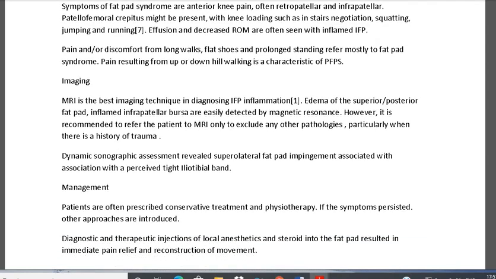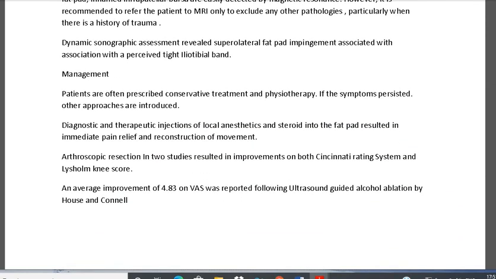Coming to management, patients are often prescribed conservative treatment and physio, and if the symptoms persist, other approaches are introduced. Diagnostic and therapeutic injections of local anesthetics and steroids into the fat pad resulted in immediate pain relief and restoration of movement. Arthroscopic resection resulted in improvements, and an average improvement in the VAS score was reported following ultrasound guided alcohol ablation by House and Connell.